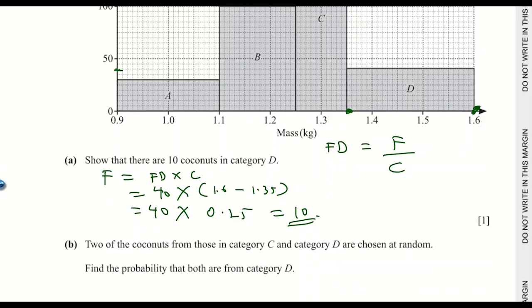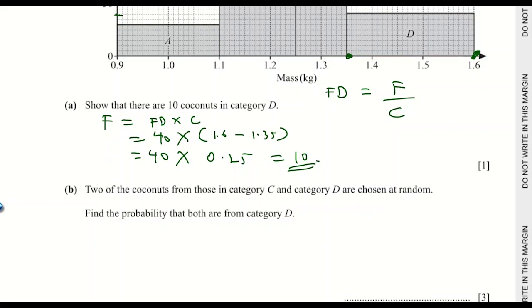So let's go to part B. 2 of the coconuts from those in category C and category D are chosen at random. So this is our sample space now. Find the probability that both are from category D. We already know that in category D we have 10 coconuts. So we need to find the number of coconuts in category C. So we can do that. We can say category C.